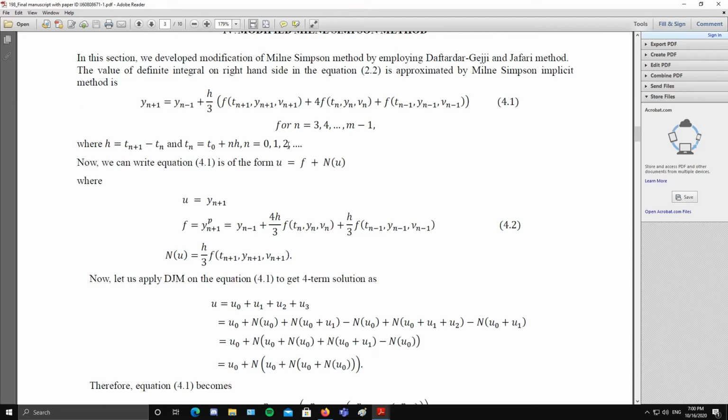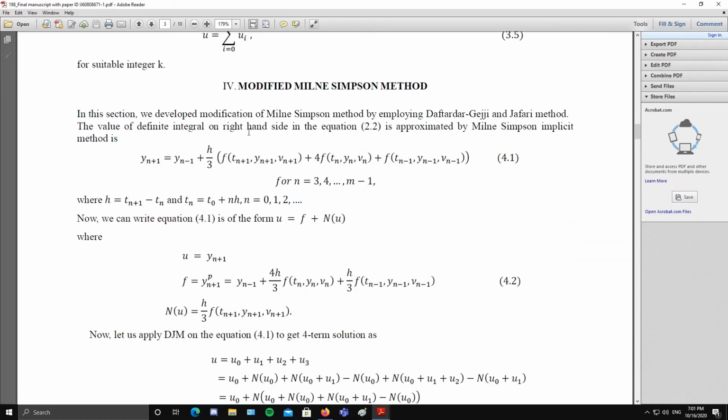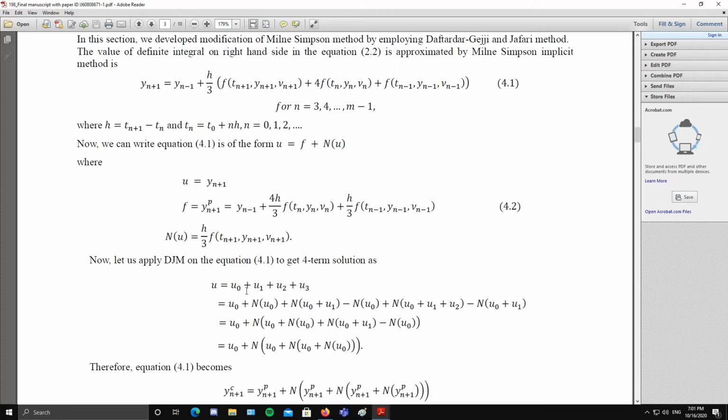Now we use DJM to get the 4-term solution. What is the kth term approximate solution? It is summation i equals 0 to k minus 1 of ui. For the fourth term solution, you will have summation i equals 0 to 4 minus 1, that is 3. So if k is 4, you will have summation i equals 0 to 3 of ui, so u equals u naught plus u1 plus u2 plus u3.